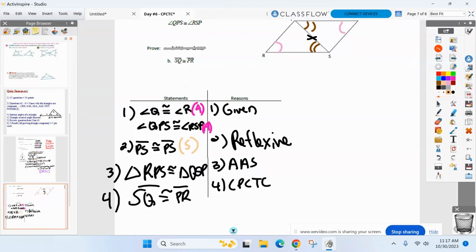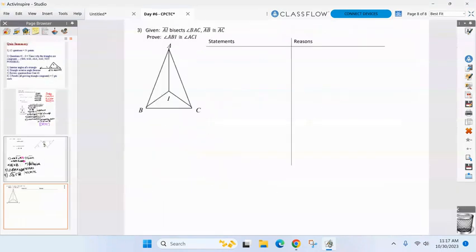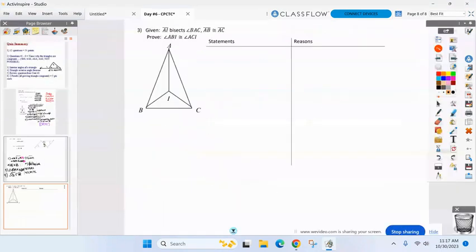Questions from you guys? We're all good? Okay, one more. And the only reason I'm going to do this one with you is that now there are multiple triangles in the diagram. So what do I do when there are multiple? How do I know which two you want congruent, right?